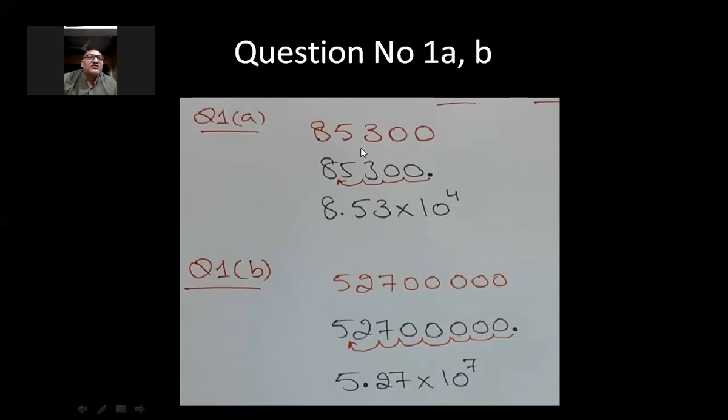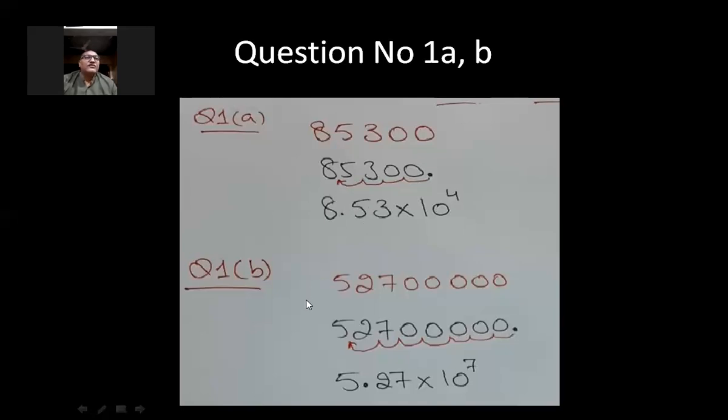So it can move 1, 2, 3, 4. If you move this decimal 4 steps to the left, it will become 8.53, and because you moved 4 steps to the left, you will have 10 raised to power positive 4. If you move your decimal towards the left, the power will be positive. And this number here should be more than 1 and less than 10.